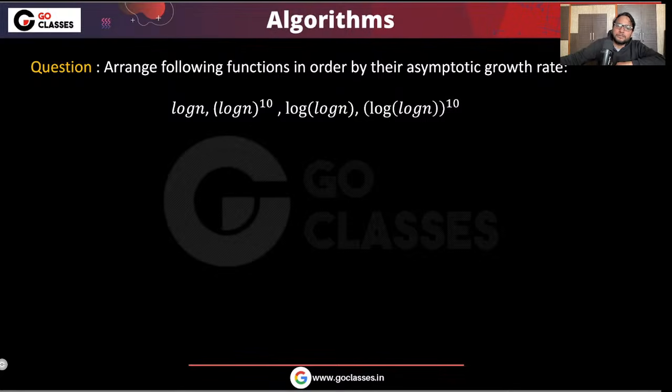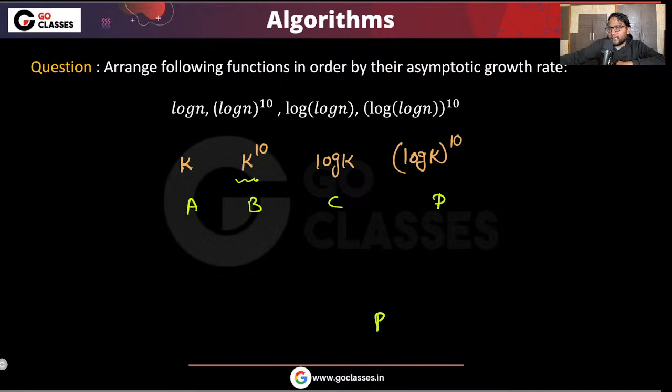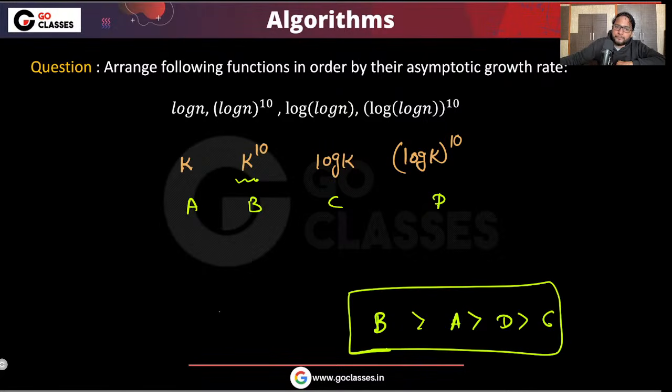Now can you solve this? This is log n power 10 and log n power 10. Maybe too much log is coming. Let me just assume that log n is k. Log n is k, which means this is log k power 10. So which one is greater? See, this is k power 10, and let's suppose these are a, b, c, d. Obviously k power 10 is greater than all, then a, then d, and then c. So this is the asymptotic order. Understood?